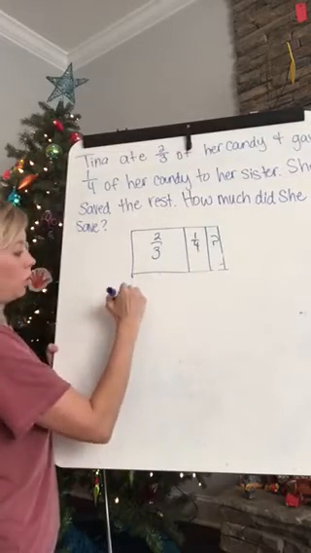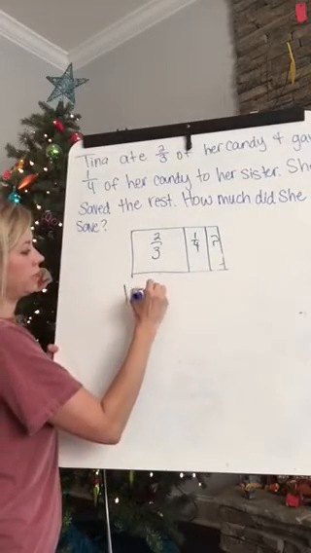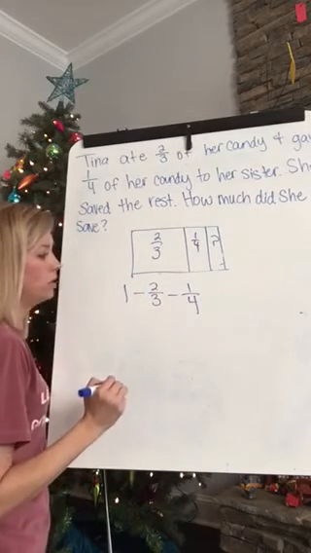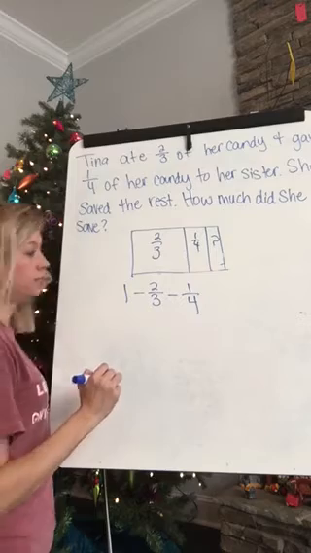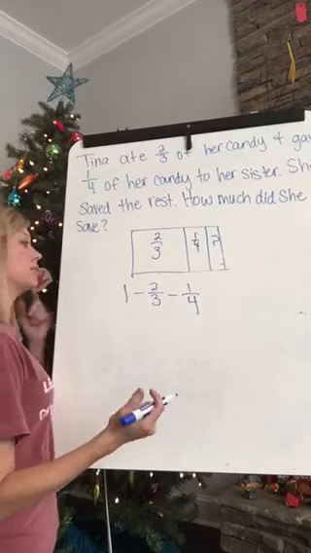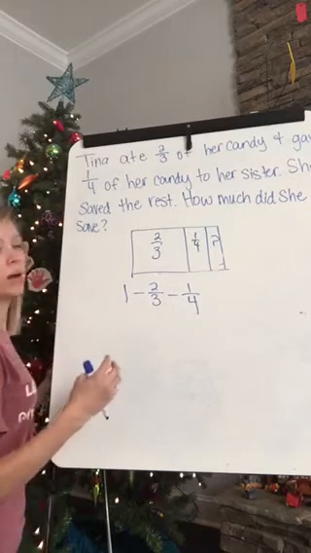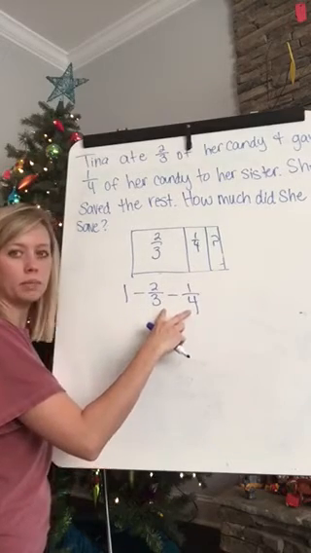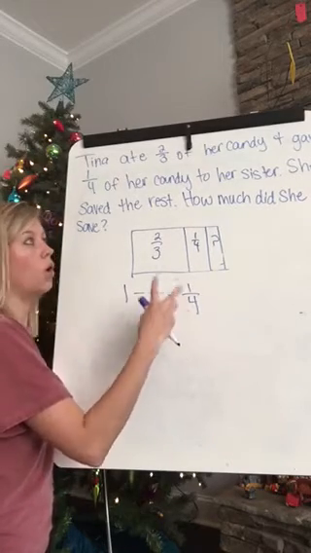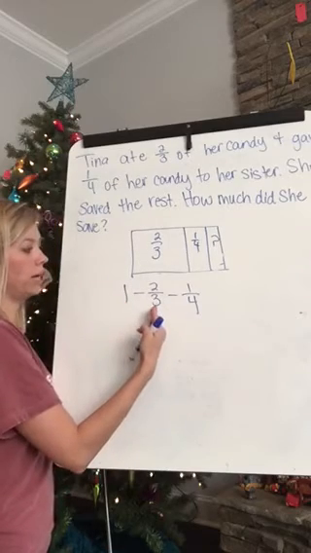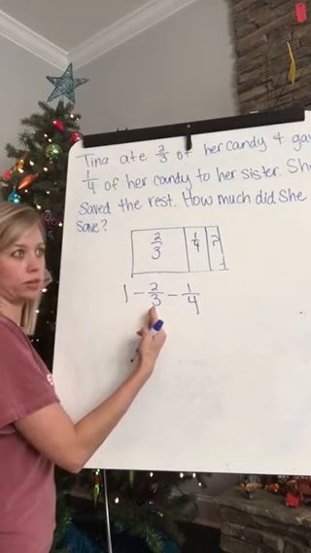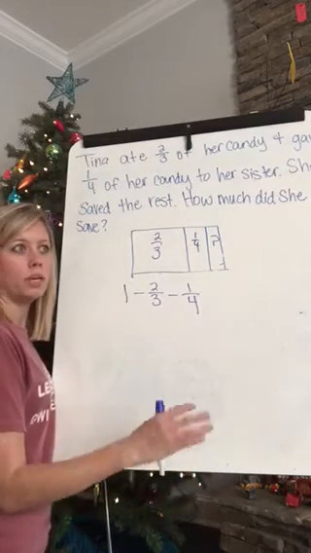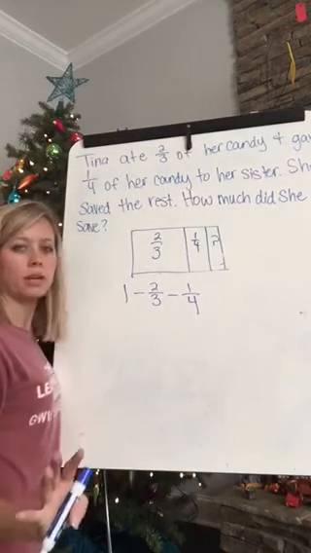So I've got my whole, and I've got to take away 2/3, and I've got to take away 1/4. Well, I can't just subtract it like this because they have different denominators. So I could do one of 2 things. I could go ahead and find common denominators for both of these, or I could subtract the 2/3, then do the common denominators. That's what I'm going to do. But if the other way works better for you, that's the way that I want you to do it.